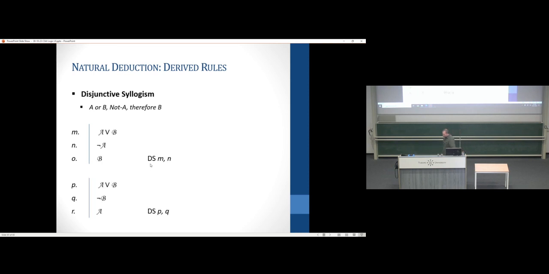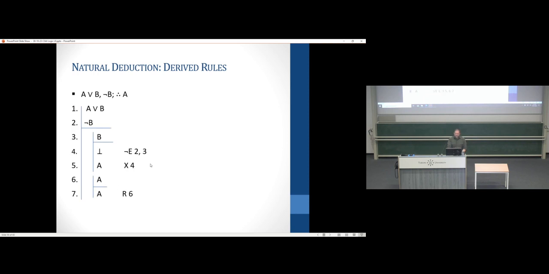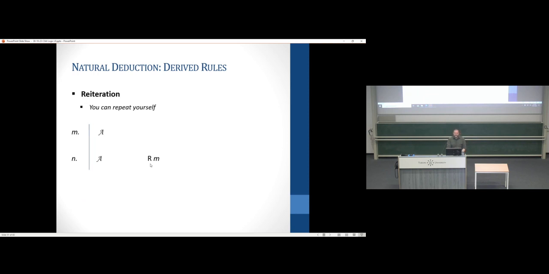Okay. Again, we've got disjunctive syllogism. This is a derived rule, just like reiteration. There's two.